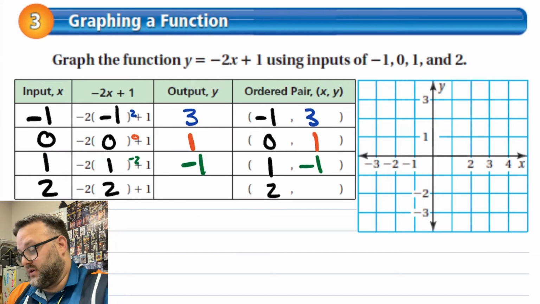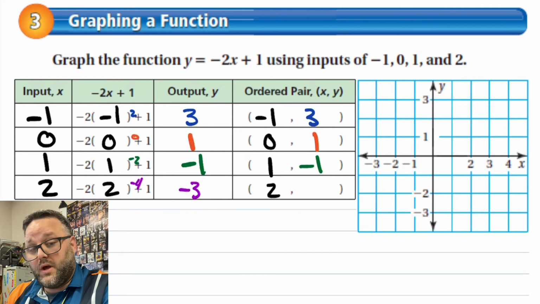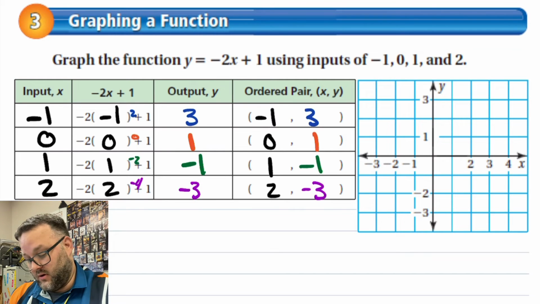And we go one more time. We got negative 2 times 2 is negative 4. Plus 1 is negative 3. So when x is 2, y is negative 3. I now have all of my coordinates.